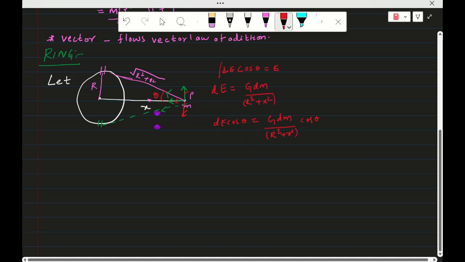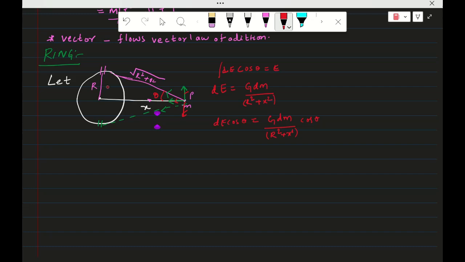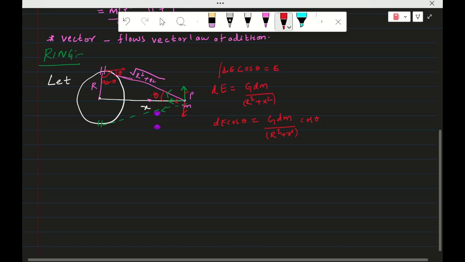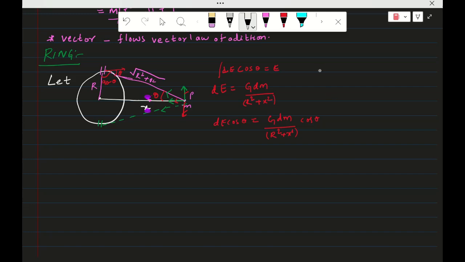So now this is theta, whereas this will be 90 minus theta. And here you have to find the angle between this dm mass and the distance here. So it will become theta. So then this is also theta. Now after solving the field of the ring, substitute the dm value and integrate theta from 0 to 2 pi. So finally the answer for the ring.